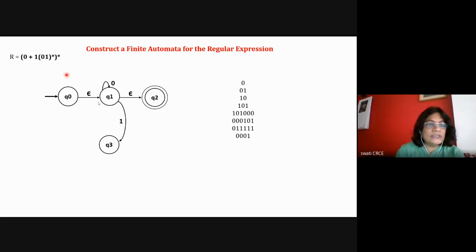Now there is the 0 1 string. So with 1, it may go back to the initial state, and with epsilon it will go back here. If there is a 0 1 string, 0 1 0 1 0 1 can be repeated multiple times. So in Q3, after 1, I can have 0 1 0 1 0 1 for multiple times, and then with epsilon it is going to the final state. So this is the final diagram.